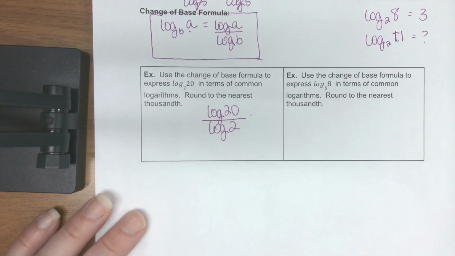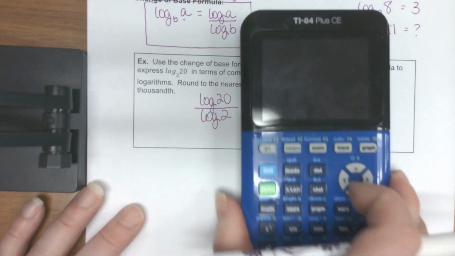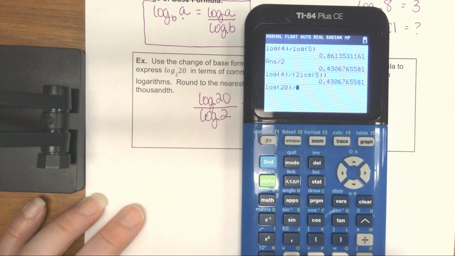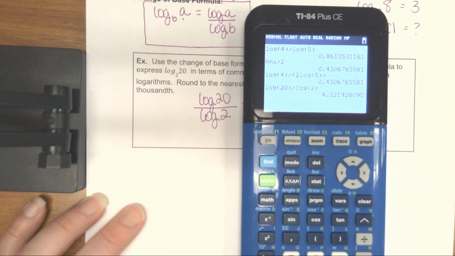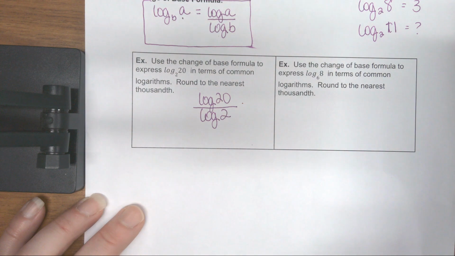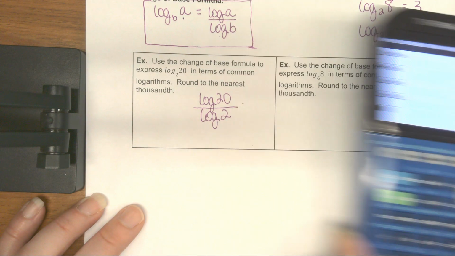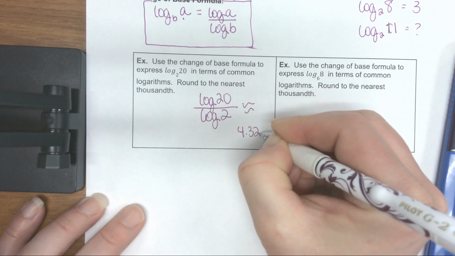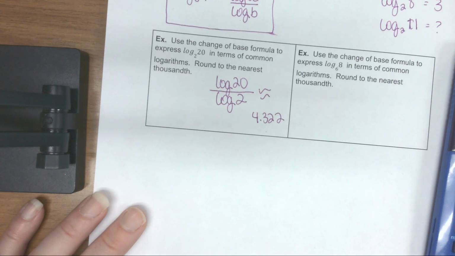All right, let's do that on our calcs. Common log of 20 divided by common log of 2. And what did I say? Nearest thousandth, so I'm going to call that about 4.322.